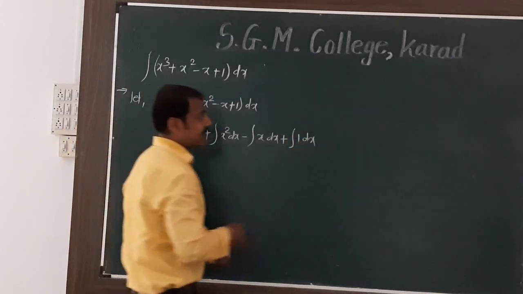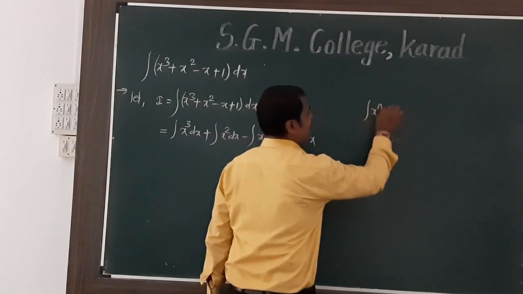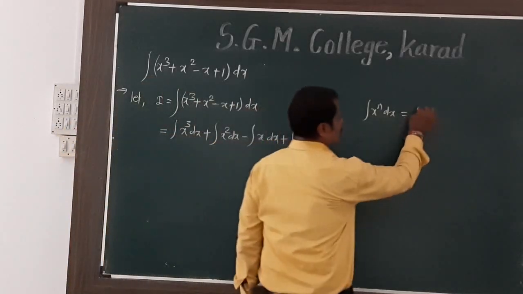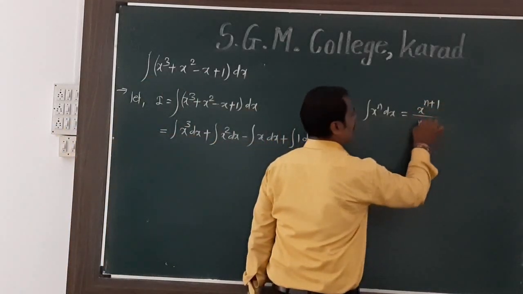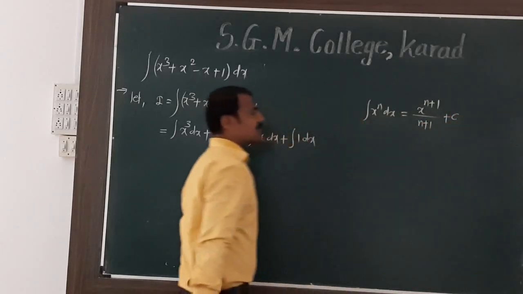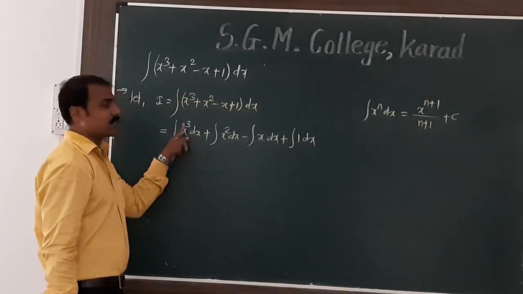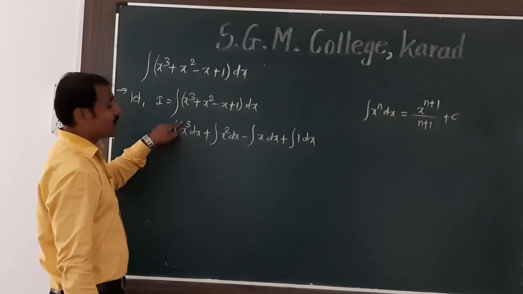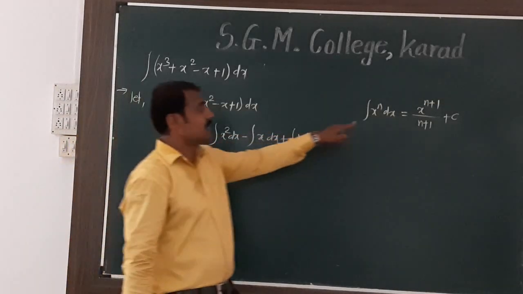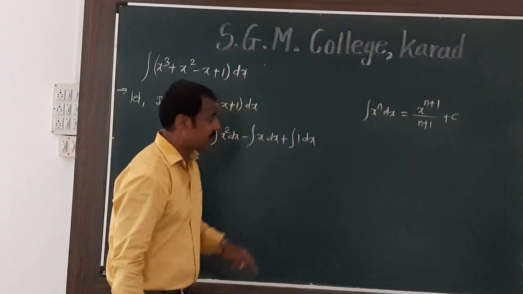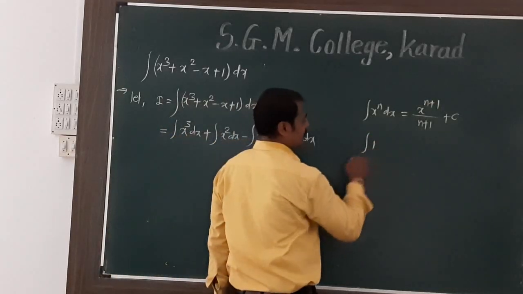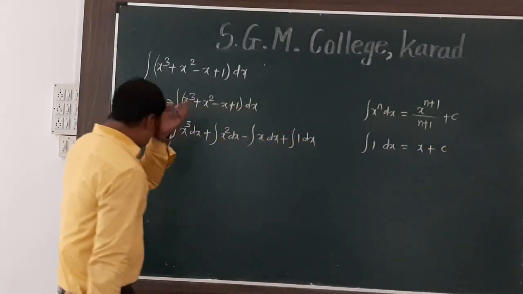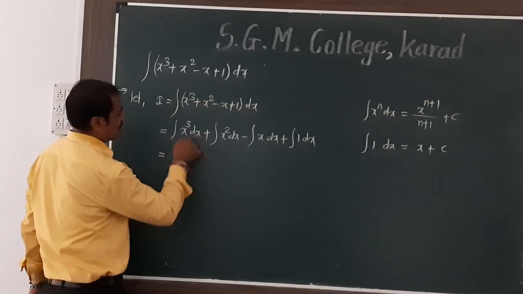Okay, you have learned that integration of x raised to n dx is equal to what? Integration of x raised to n is x raised to n plus 1 divided by n plus 1 plus constant of integration c. Okay, here x cube is there, base is x, power is 3. Base is variable, power is constant. So we use the formula for x raised to n dx. Next, we have also learned that integration of 1 dx is x plus c. Okay, so solving integration of x cube dx.